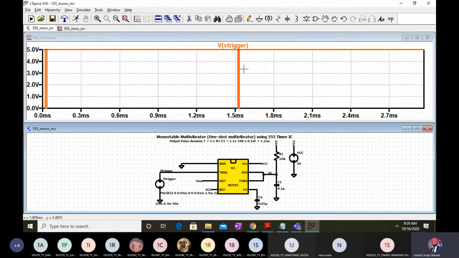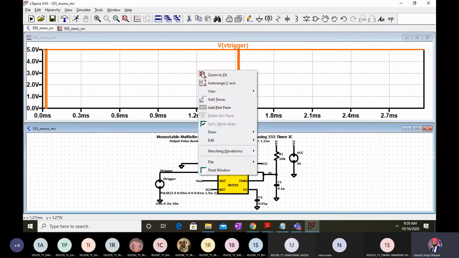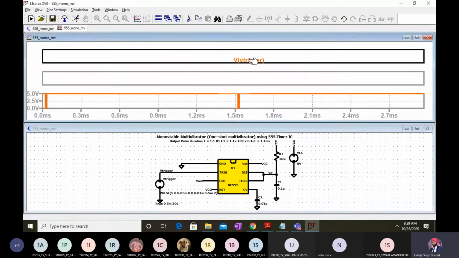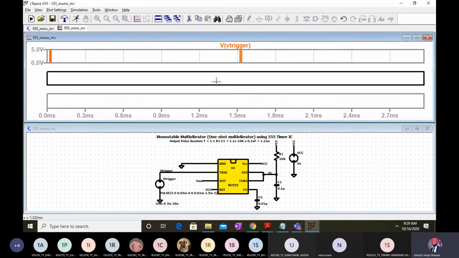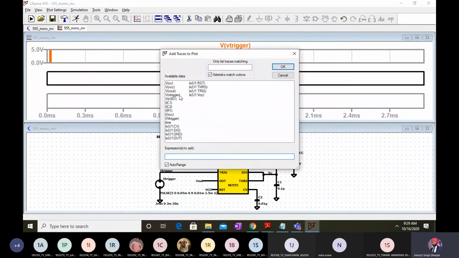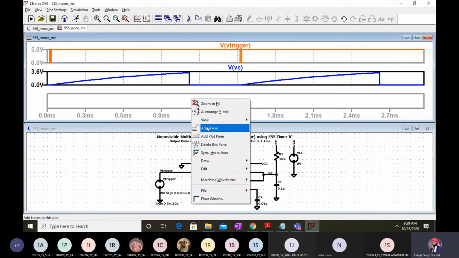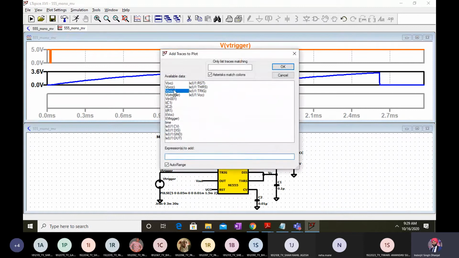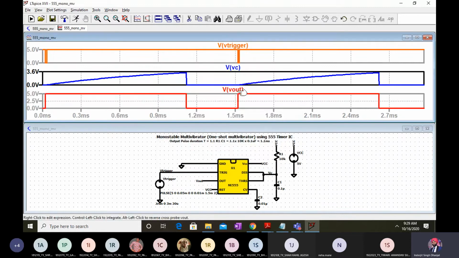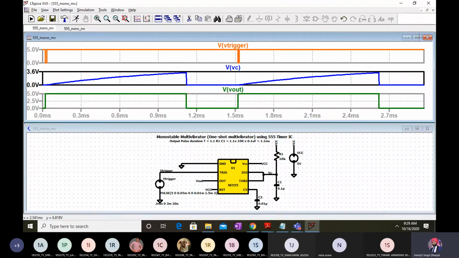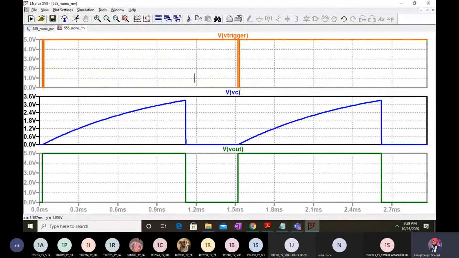So this is my trigger pulse. Next I will add a plane. Trigger pulse, I'll keep it over here. In the second plane, I will plot the voltage across the capacitor. That is also important. So this is my voltage across the capacitor. In the third plane, I will plot V out. So that's my V out. Let me change the color to, let's say, green, and click on OK. Okay, fine.